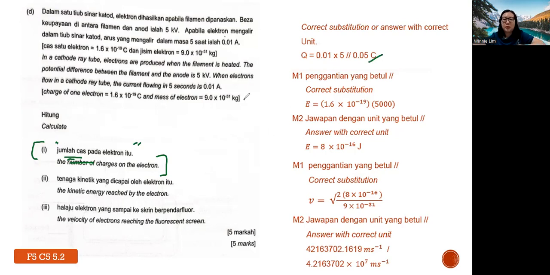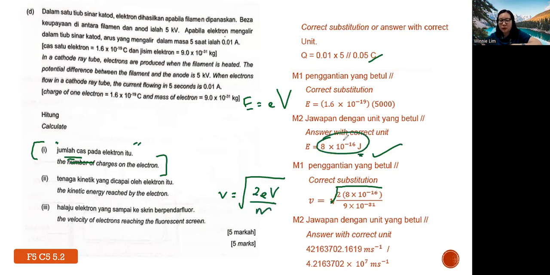And part 2, like teacher says, the energy is small e times big V. Then you should get 8 times 10 power negative 16 joule, because the unit of energy is joule. And this one, teacher already said, you use v equals square root of 2eV over m. And then you already calculated the eV from here. That's why they just put it straight over here. And you divide by 9 times 10 power of negative 31. And square root of it, you know.